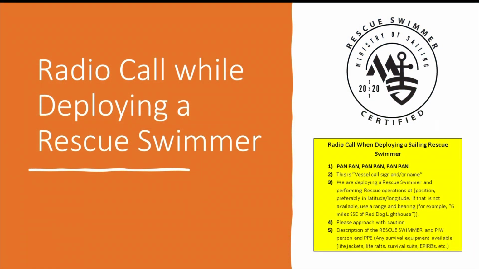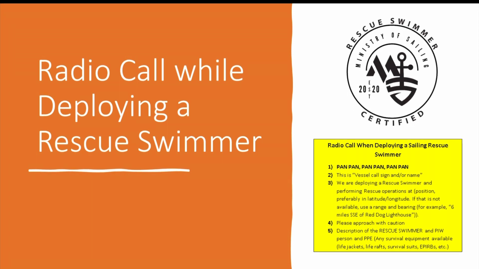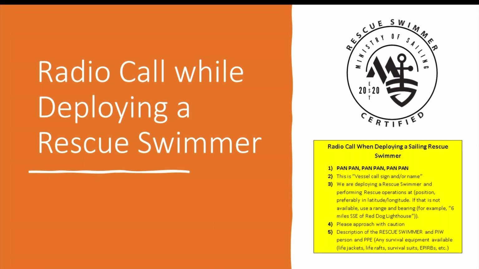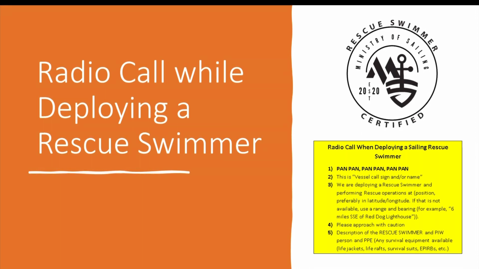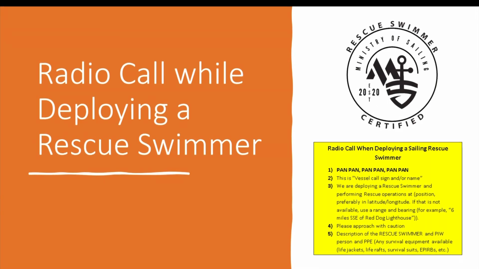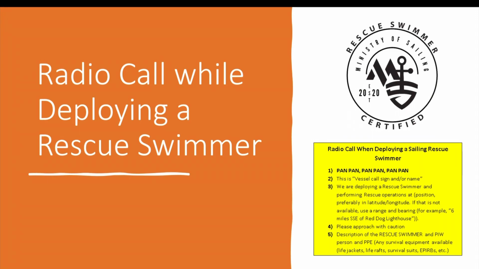It would be a pan. This is the vessel Velocity. We are deploying a rescue swimmer and performing rescue operations. We are doing this within 6 miles south-southeast of Red Doghouse Light. Please approach with caution. The rescue swimmer has a red vest on. He has a helmet on. He has personal protection equipment and reflective gear. Thank you very much. Please use caution while approaching the sailing vessel Velocity. Pan.